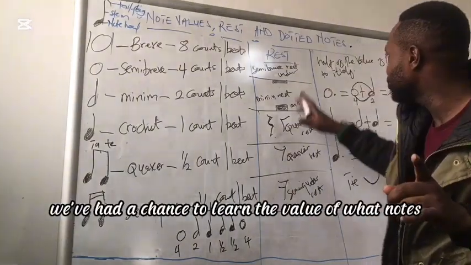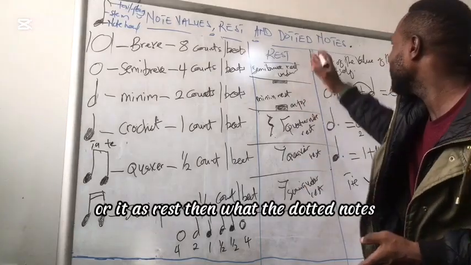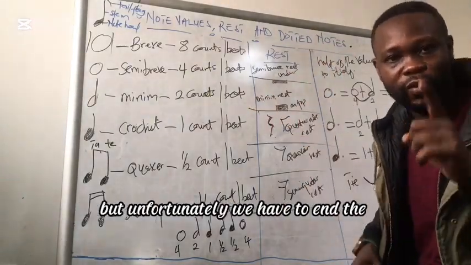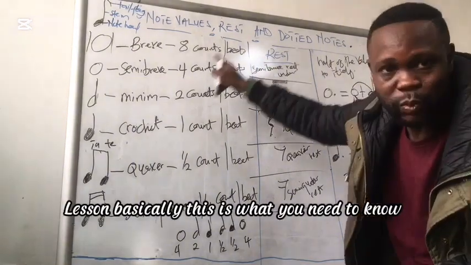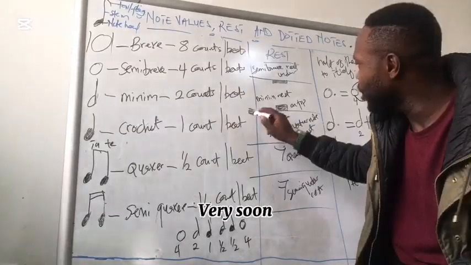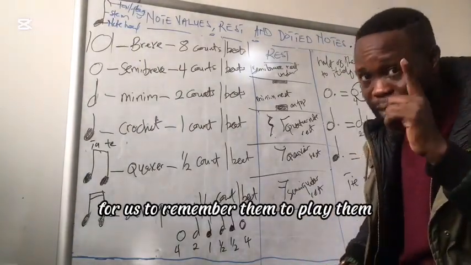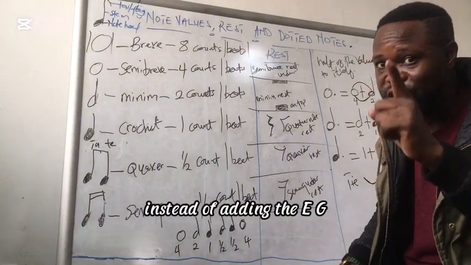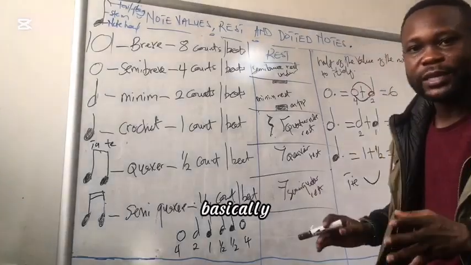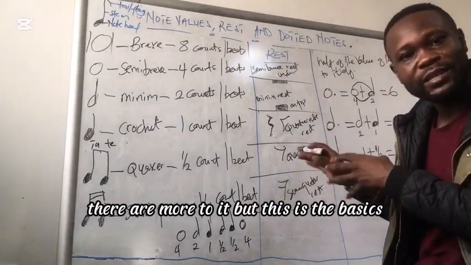Today we've had a chance to learn the value of what? Notes, as well as rests, and then the dotted notes, how you are supposed to count them. Basically, this is what you need to know as a musician, how notes are represented. Very soon we will put these on the staff for us to remember them, to play them. Instead of using the letter names like E, G, you are going to put a note rather. There is more to it, but this is the basis.